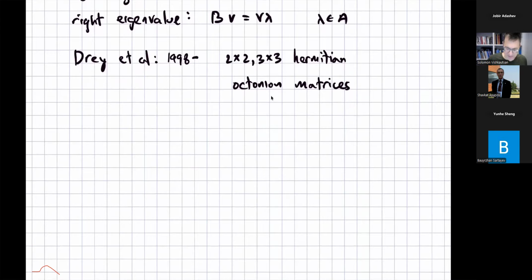So let's go forward and speak about 2 by 2 matrices, the general 2 by 2 matrices. And what can we say? So the idea for this result, this is with Chapman.